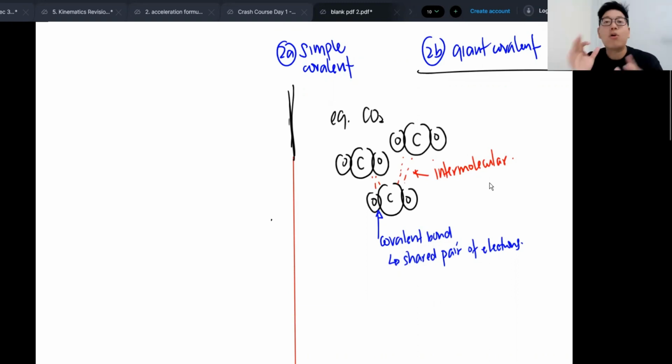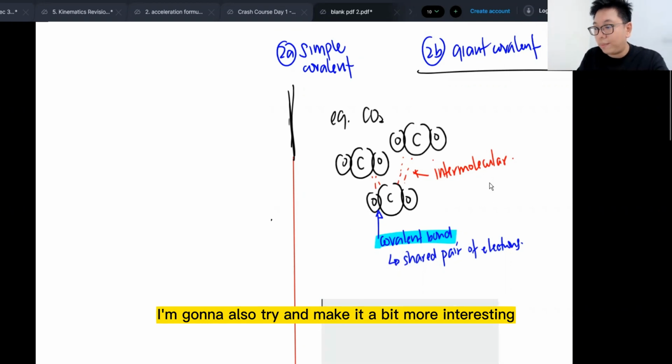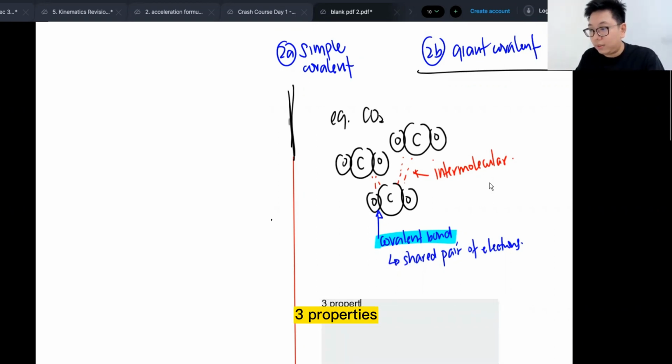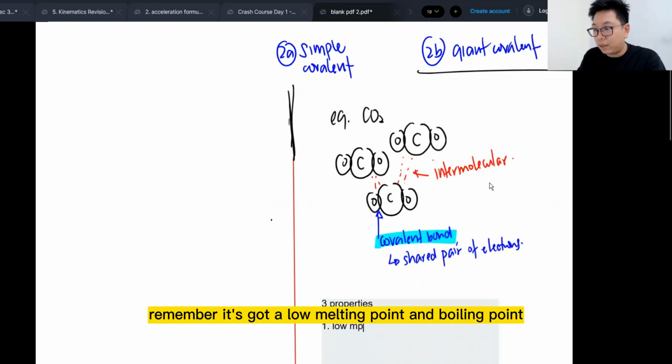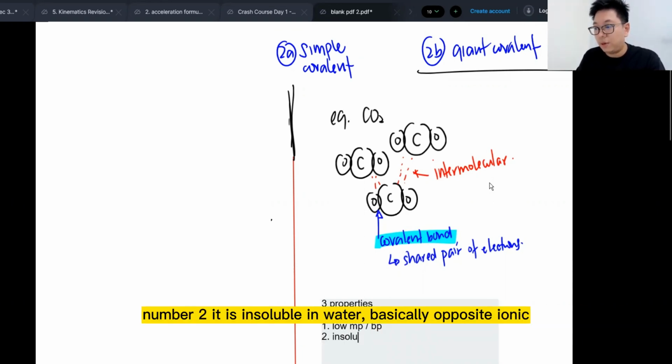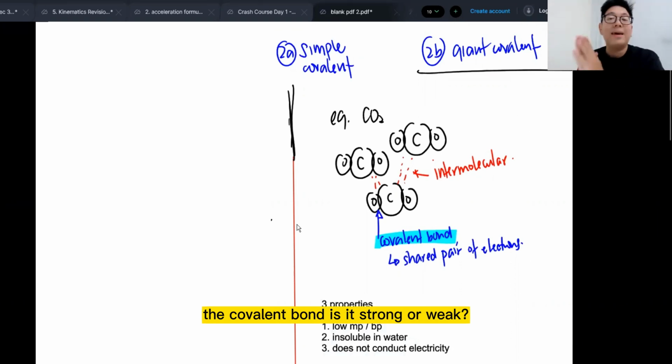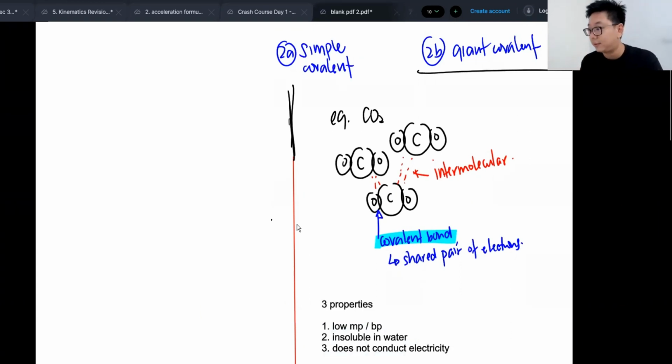Now, next question. Covalent bond. Is it strong or is it weak? I'm going to also try and make it a bit more interesting. Three properties. Remember, it has a low melting point and boiling point. Number two, it is insoluble in water. Basically the opposite of ionic. Number three, it does not conduct electricity. So my question here is this. The covalent bond, is it strong or weak?